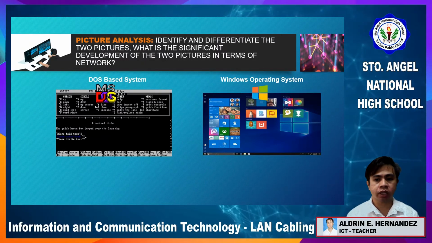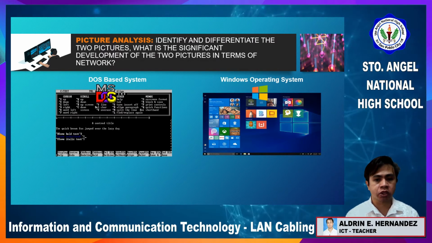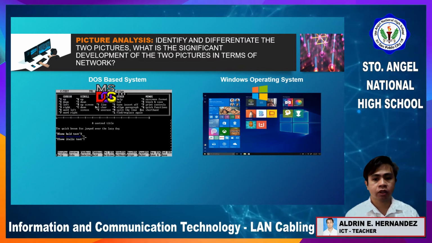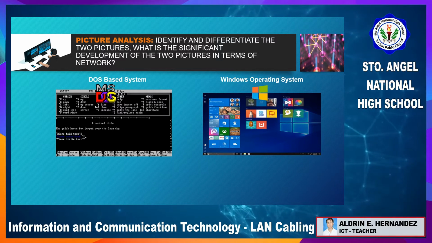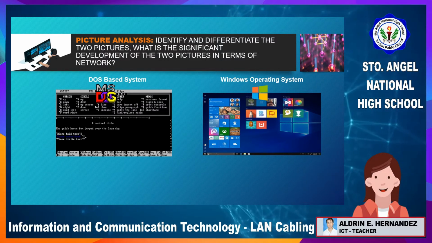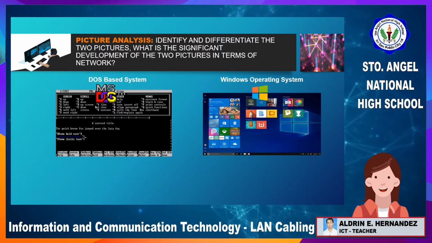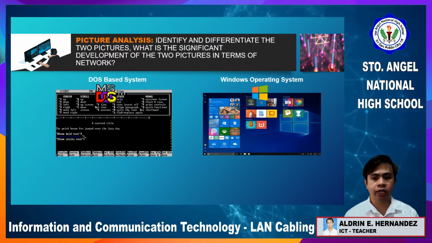Identify and differentiate the two pictures. What is the significant development of the two pictures in terms of network? Yes, Alexa. MS-DOS system is offline with low or no graphics card, while in the Windows operating system you can go online and use the internet to stream different music and videos. Very good, Alexa.